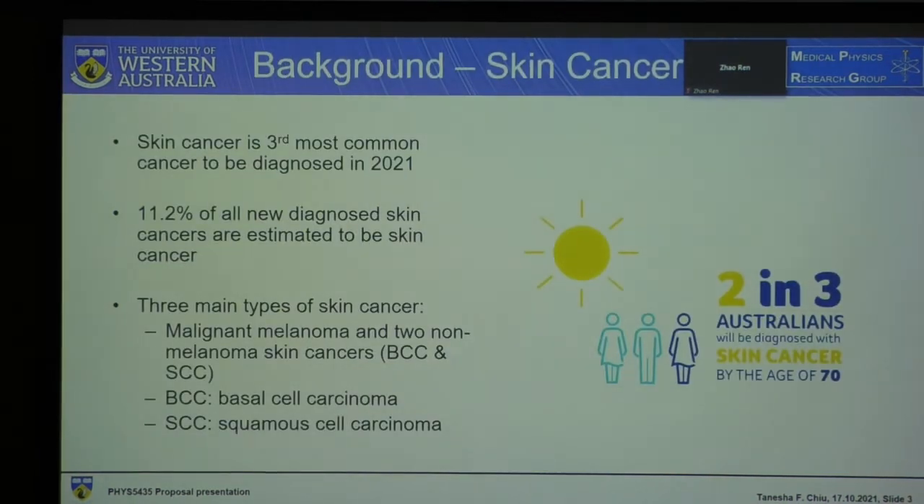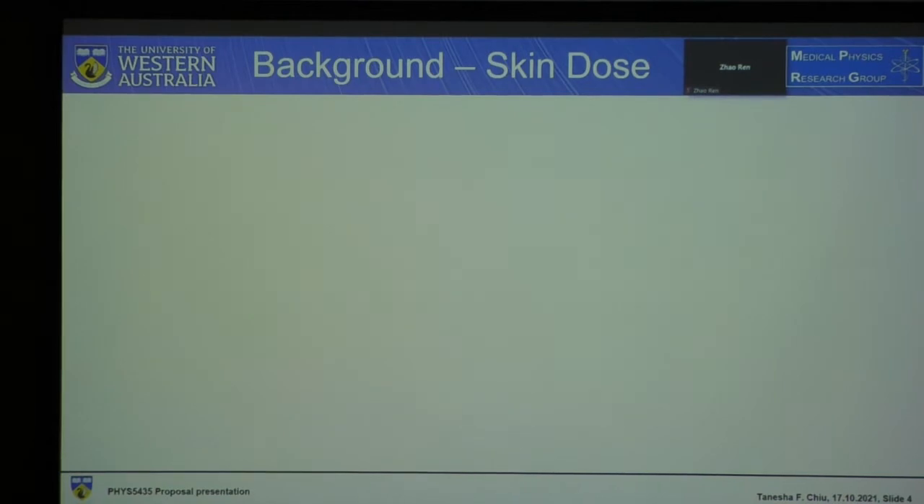Some background on skin cancer. Skin cancer is the third most common cancer to be diagnosed in 2021 in Australia. 11.2% of all new diagnosed cancers is estimated to be skin cancer in Australia. And the three main types of skin cancer are malignant melanoma, two non-melanoma skin cancers known as basal cell carcinoma and squamous cell carcinoma.